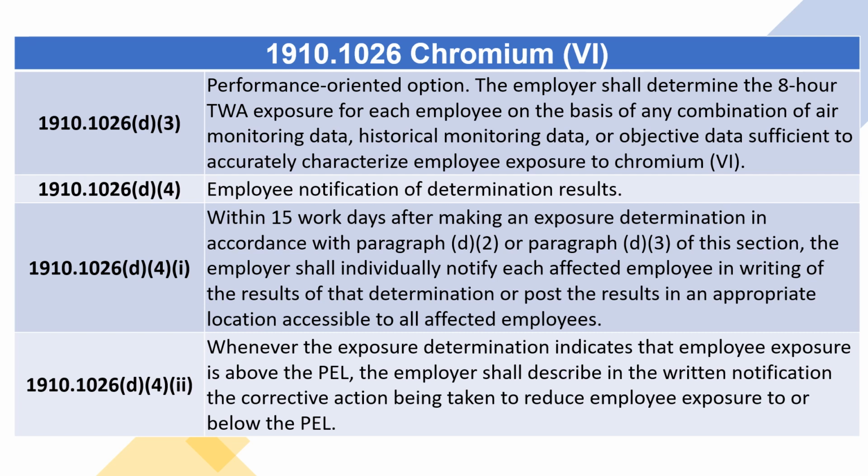1910.1026 D4 Employee notification of determination results. 1. Within 15 workdays after making an exposure determination in accordance with paragraph D2 or paragraph D3 of this section, the employer shall individually notify each affected employee in writing of the results of that determination or post the results in an appropriate location accessible to all affected employees.